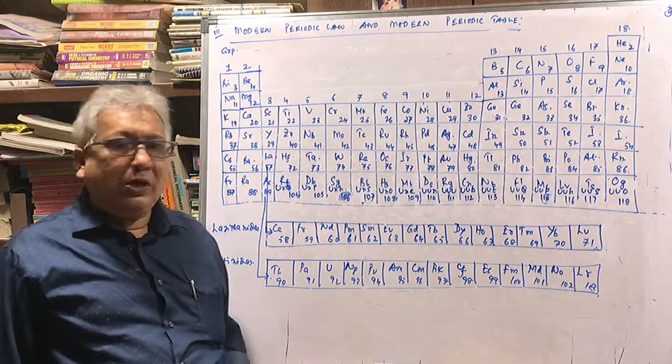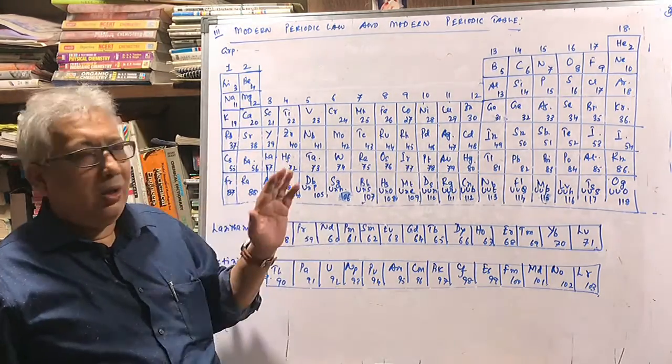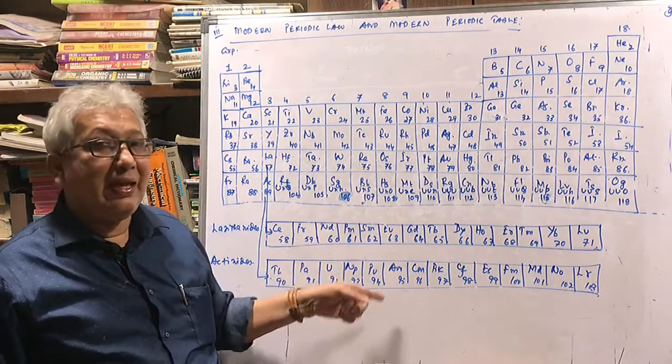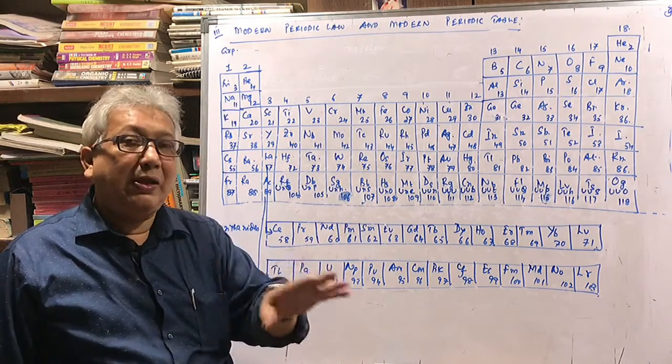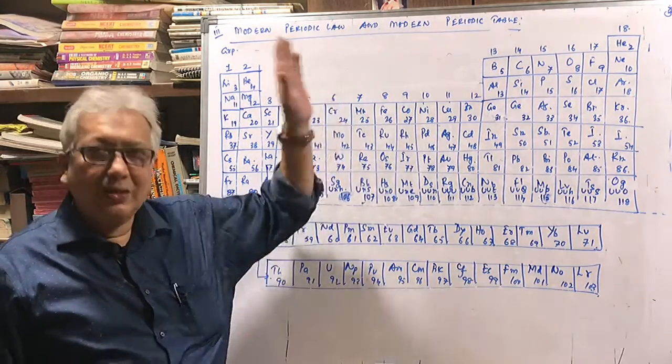So children, we continue the discussion of this modern periodic table. I have met this periodic table. There is one element missing as yet, hydrogen. I will explain that to you later on. Okay, so why I have not put it as yet, it will be placed separately.